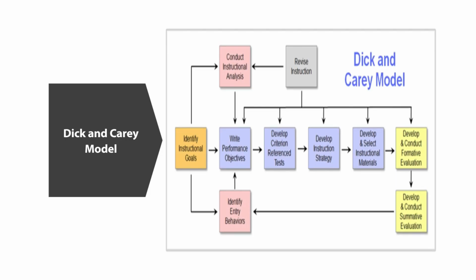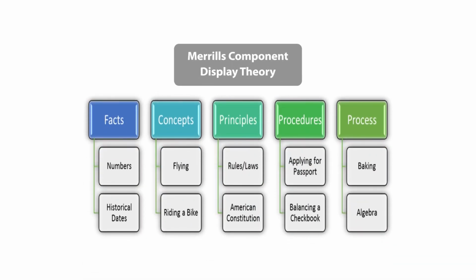So that's very important. If you see the arrows, the Dick and Carey model connects with each and every component of learning. And at the end, if you see the top box, it says revise instruction. You can revise each and every component of the Dick and Carey model. That's very, very important. Another model is Merrill's component display theory.